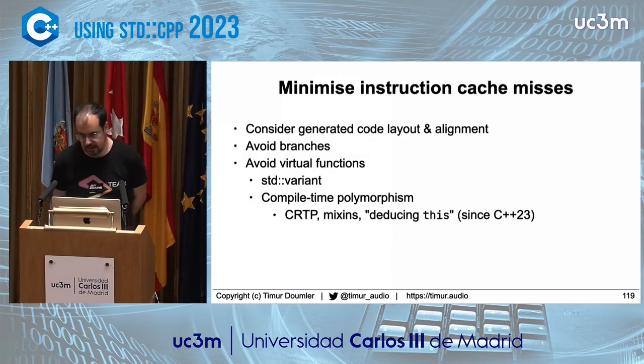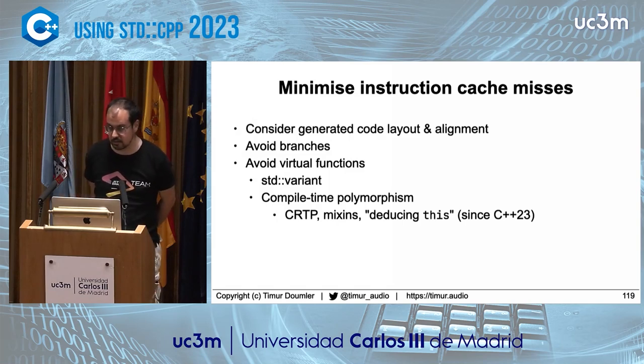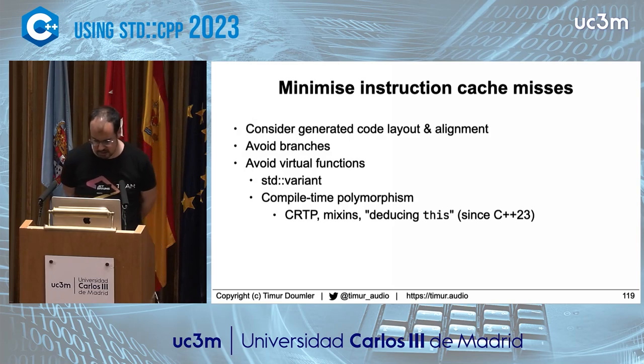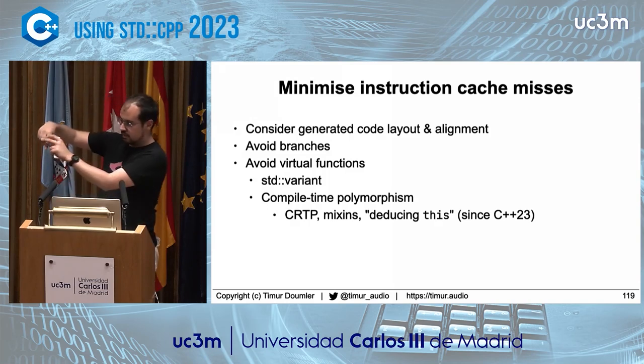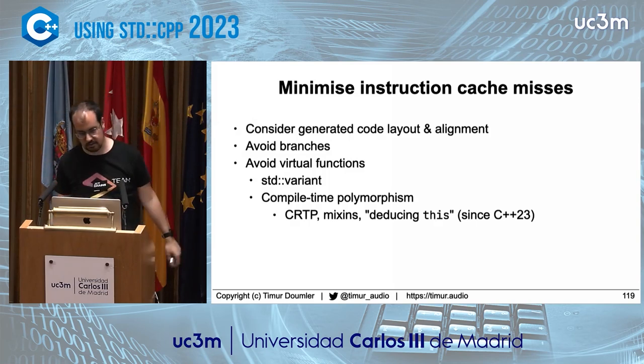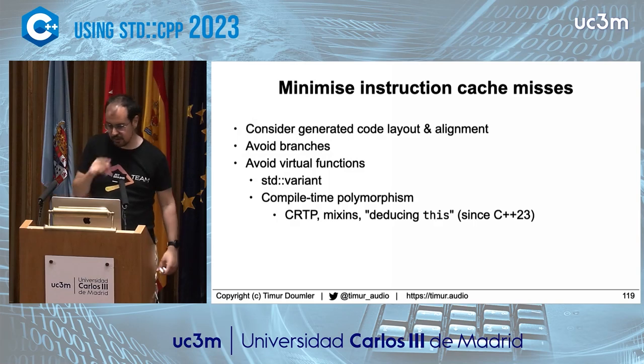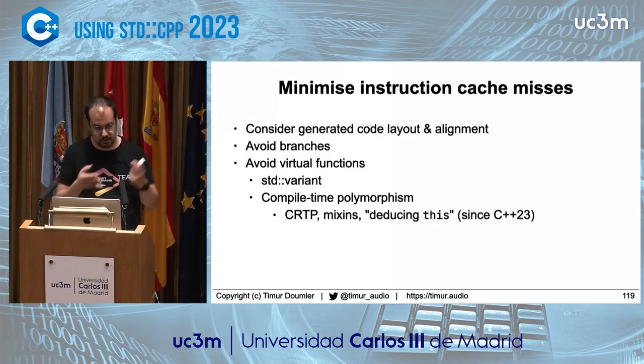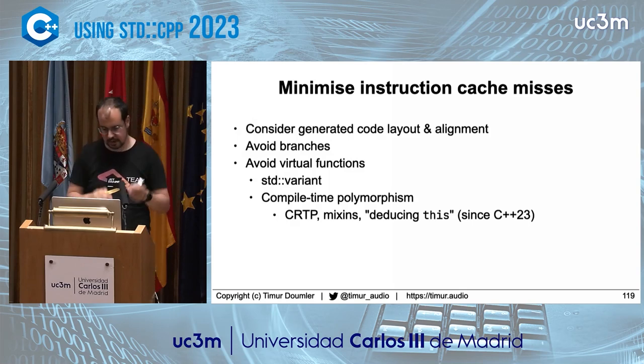And so we don't have just data cache, we also have instruction cache, and it's the same thing there. You want to avoid cache misses in your instruction cache, which is where the code lives that you're actually executing, right? So you want to consider the layout and the alignment of your code. You want to avoid branches because you might jump to instructions that are not in the instruction cache. It's similar to traversing a data structure: you're traversing the code you're executing. You don't want too many branches in there. You want it to be nice and local.